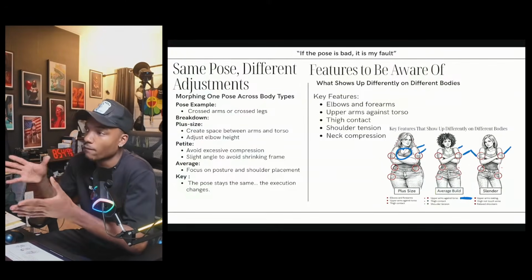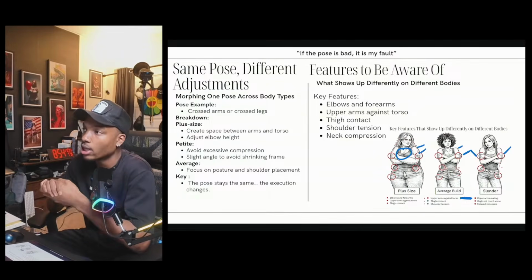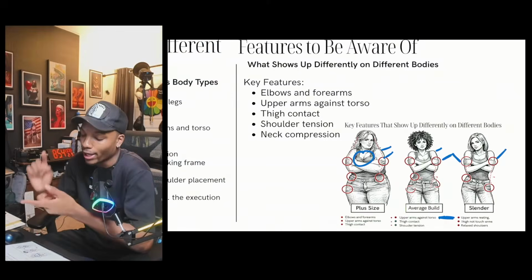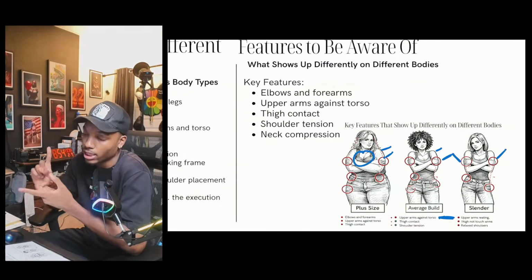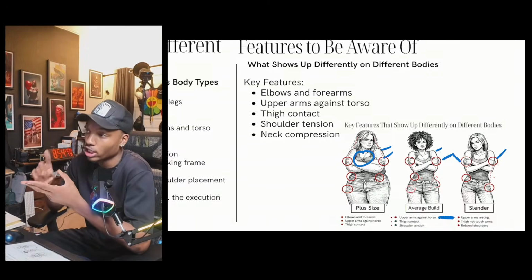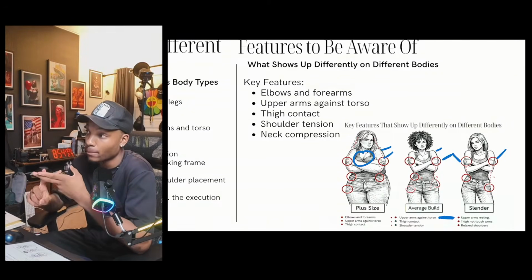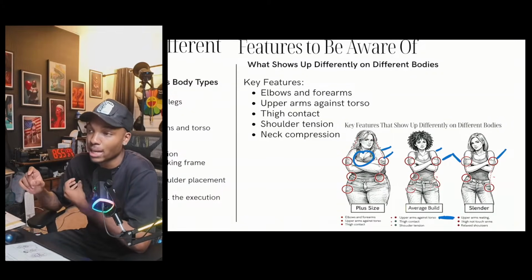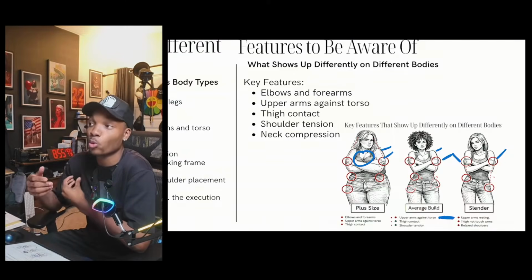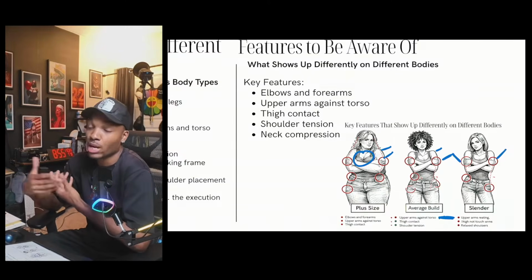All right. So features that you definitely should be aware of, things that show up differently on different bodies, which I already kind of showed you guys. Elbows and forearms are going to look different for each body type. The upper arms pushing against the torso are going to look different for every body type. For example, some people have armpits that may have more meat on them, right? Some don't have as much. So when it's a plus size person, you have to worry about that. When it's a petite person, you're not really thinking about that.